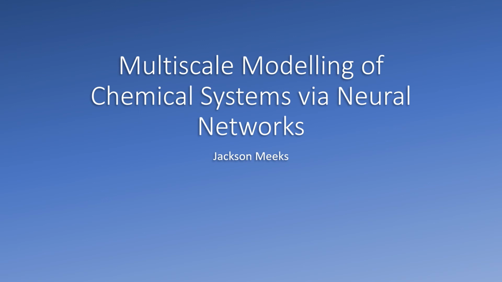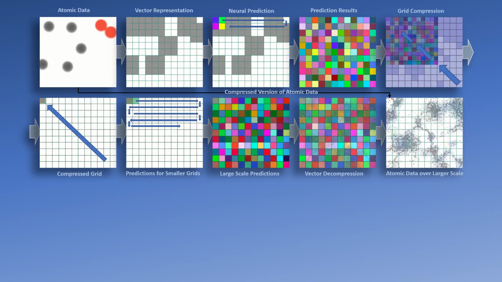I'm going to be doing a brief overview of the methods section of my paper. My paper is about multiscale modeling of chemical systems via neural networks. Now, the purpose of this overview is to help better explain, like I mentioned, the methods section, and just give a clearer picture of what's going on. And I also made some animations to better show that.